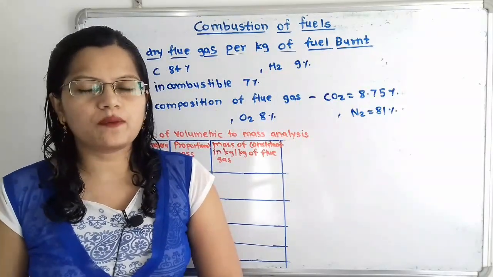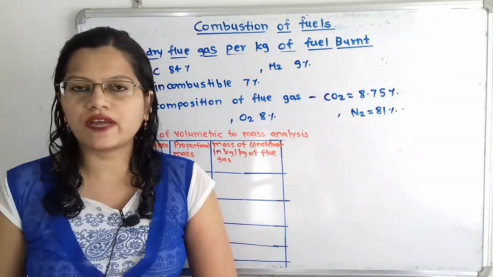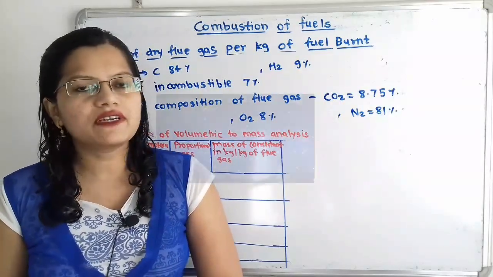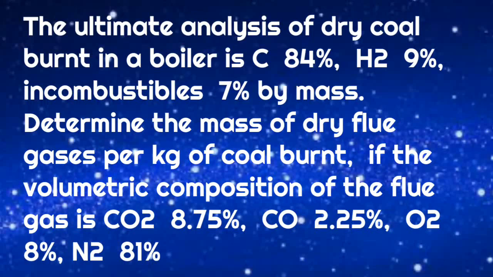Now we will solve one problem to find out the mass of dry flue gas per kilogram of fuel burnt. I will read the given question. The ultimate analysis of dry coal burnt in a boiler is carbon 84%, hydrogen 9% and incombustibles 7% by mass. Determine the mass of dry flue gases per kilogram of coal burnt if the volumetric composition of the flue gas is carbon dioxide 8.75%, carbon monoxide 2.25%, oxygen 8% and nitrogen 81%. So this was the given question.